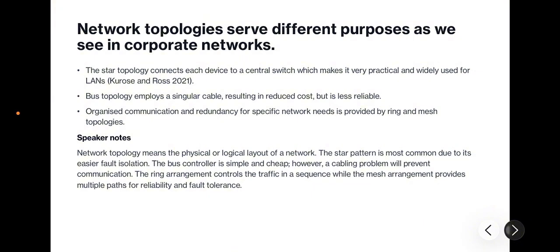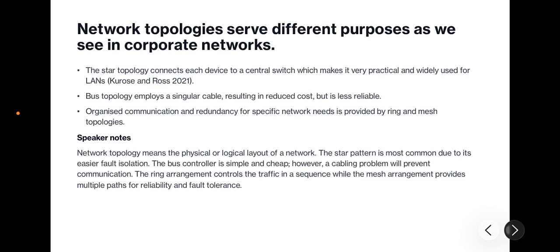Network topologies serve different purposes, as we see in computer networks. The star topology connects each device to a central switch, which makes it practical and widely used for LANs. Bus topology employs a single cable, resulting in reduced cost but less reliability. Organized communication and redundancy for specific network needs are provided by ring and mesh topologies.